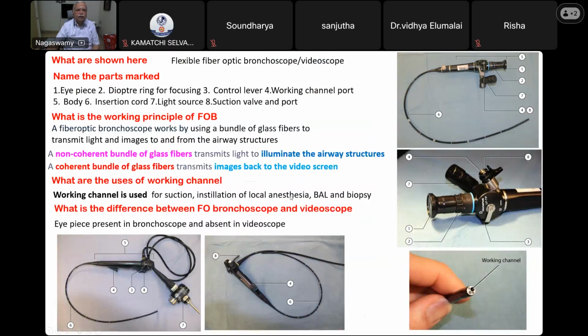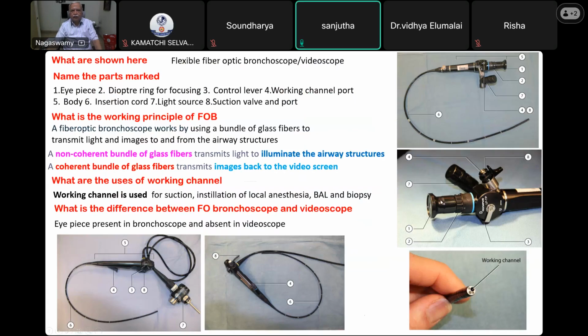Of course, this is the flexible fiber optic bronchoscope. So what is the difference between this and this? These two are the close-up view of this, and these two are different. What is the difference between these? What is this portion called? Eyepiece.